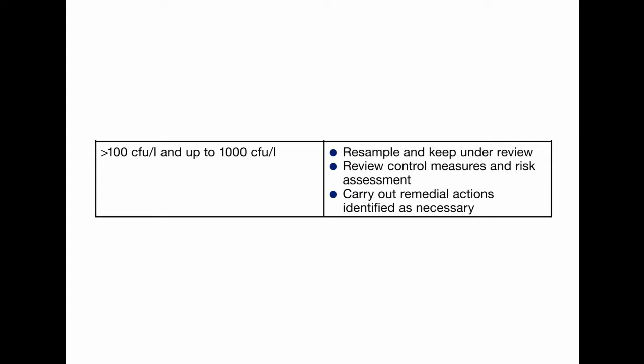So what you need to do is look at your control measures and your risk assessment and find out what the problem is, remedy that problem, and then hopefully that brings the system under control, back down to a level where the Legionella is below 100 colony forming units per litre. But you would need to do another sample to confirm for yourself that the remedial actions you've carried out have actually been effective.